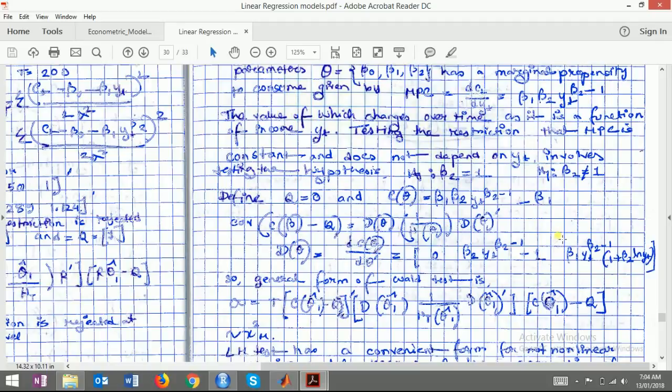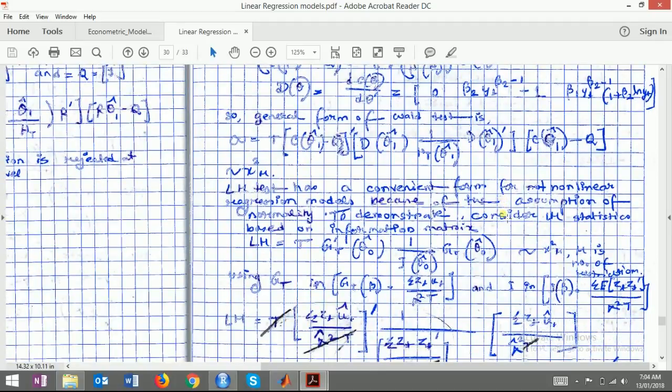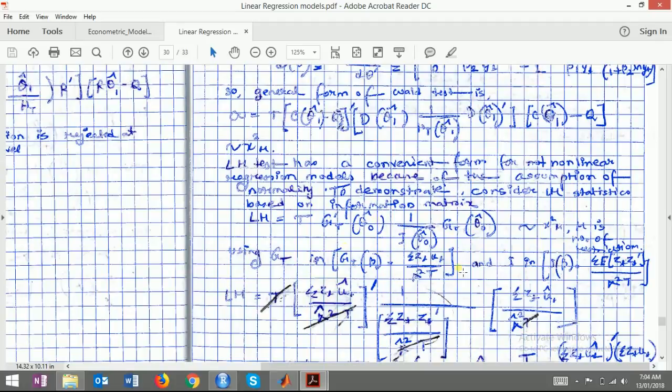So the general form of the Wald test is T (C theta minus Q) transpose times the inverse Hessian times (C theta minus Q), which follows a chi-square distribution. The LM test has a convenient form for nonlinear regression models because of the assumption of normality. To demonstrate, consider the LM statistic based on the gradient, the inverse information matrix, and the gradient, which follows a chi-square distribution. M here is the number of restrictions.